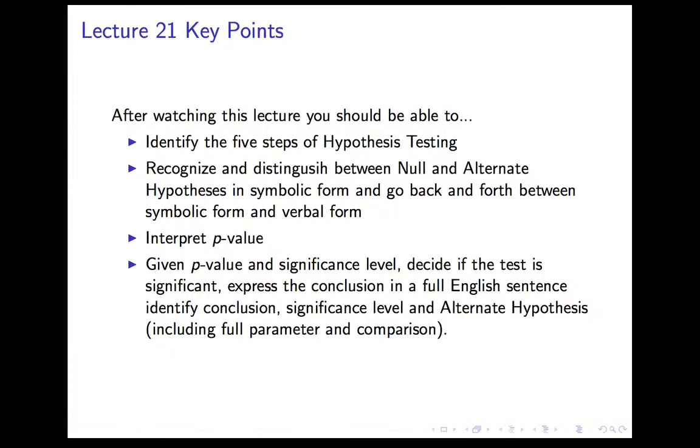And finally, given a p-value and a significance level, you should decide if the test is significant. P-value is less than the significance level, the test is significant. P-value is not less, the test is not significant. Those are the only 2 possible conclusions, and I'm going to be very pedantic about that wording, the use of the word significant and not significant in a significance test, and the non-use of that word when you're not doing a significance test. And you should be able to express the conclusion in a full English sentence, which, remember, identifies the conclusion, the significance level, and the alternate hypothesis, which is expressed to be about a full parameter and some comparison of that parameter.